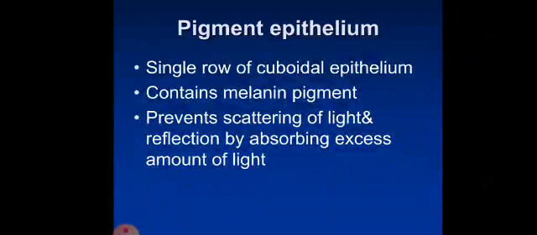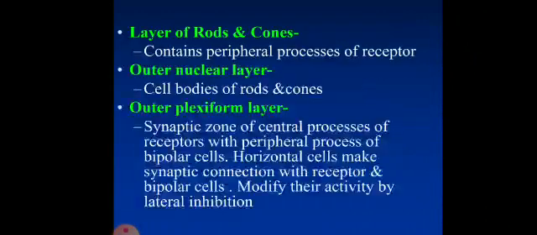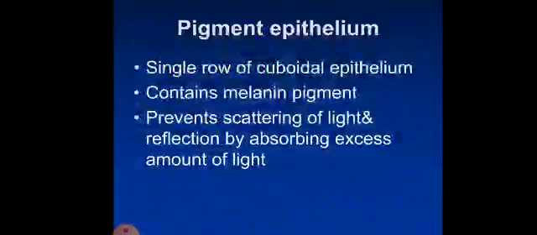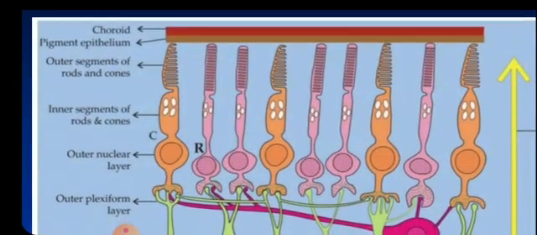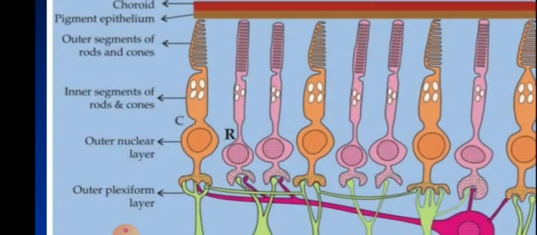Now, I've put it in different slides, but I think I would like to explain what each one is from this figure, so your clarity is more. So now let's see about the pigment epithelium. Now the pigment epithelium basically is a single row of cuboidal epithelium, and it contains melanin. Melanin is a pigment, and this pigment epithelium prevents the scattering of light and reflection by absorbing excess amount of light. So that's the role of pigment epithelium. It's a single row of cuboidal epithelial cells, and it contains melanin pigment.